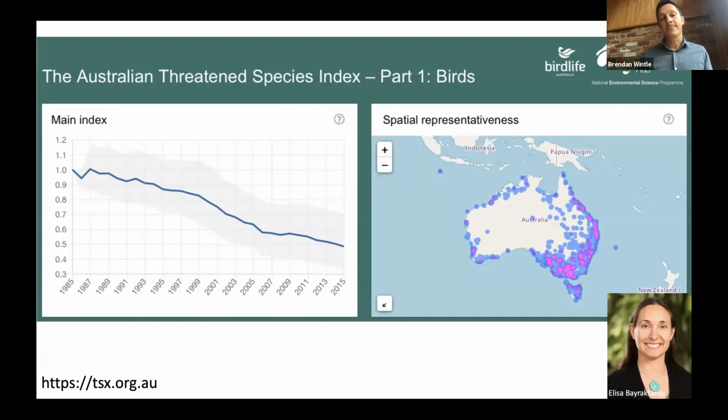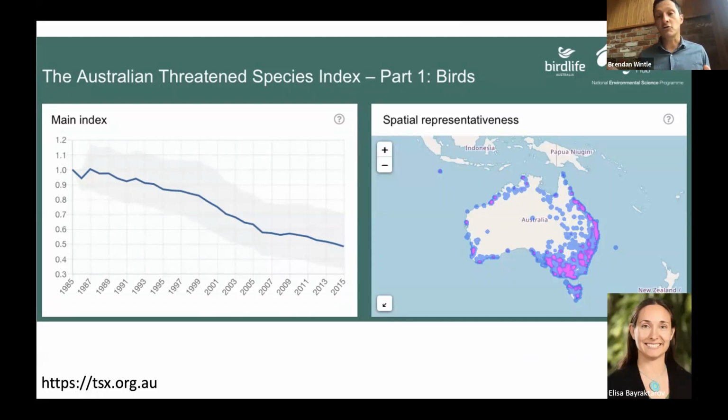It shows that on average, if you look at the y-axis on this graph, and you fix 1985 to be the base, on average, populations of bird species have declined by about 50% since 1985. It's not that long ago.